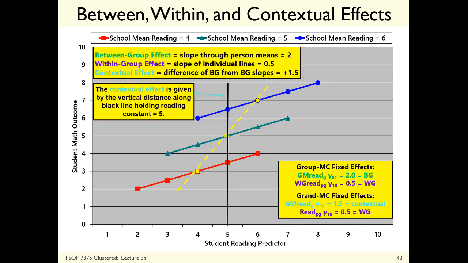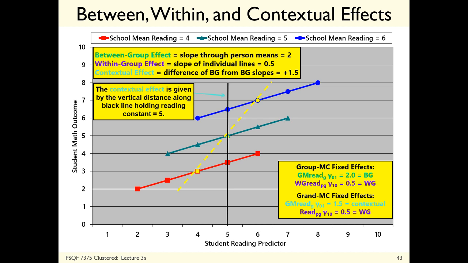If you don't like that, maybe you like this one. So this is student reading on the x-axis, student math on the y-axis, okay? These are 3 different lines for 3 different schools. School mean reading 4 is red, blue is 6, and green is 5, okay? On the x-axis is original student reading. So if I am an average student, to know what that score translates to, I have to know which school I'm in. An average student at the blue school gets a 6. An average student at the green school gets a 5, and so on.